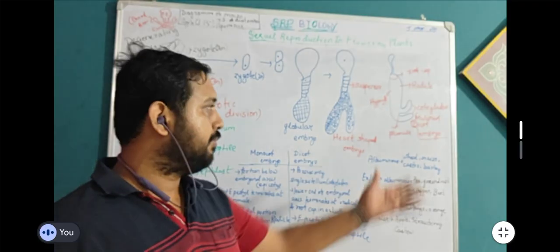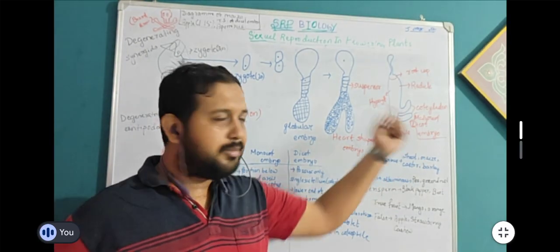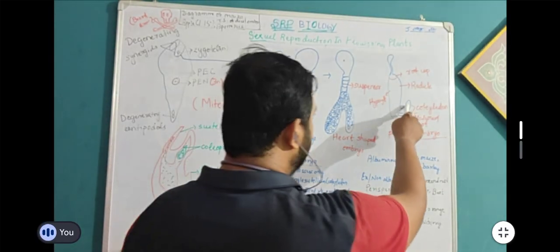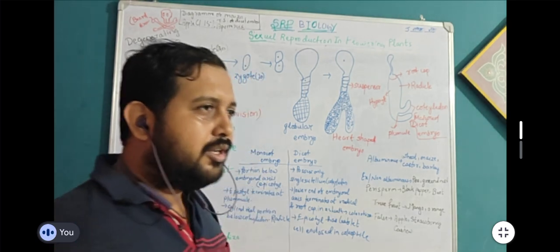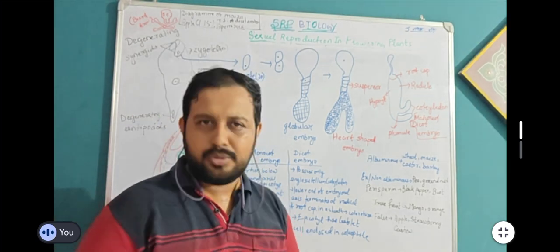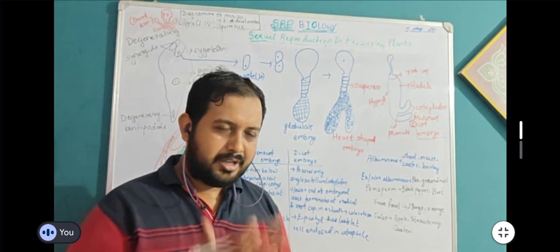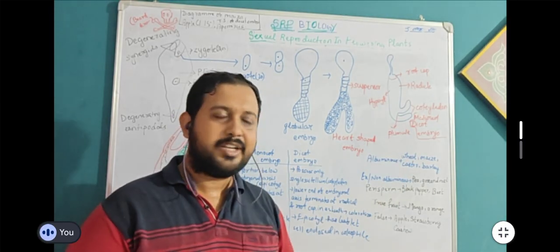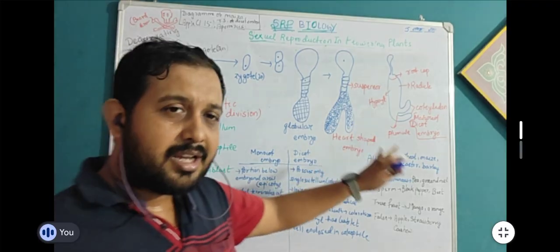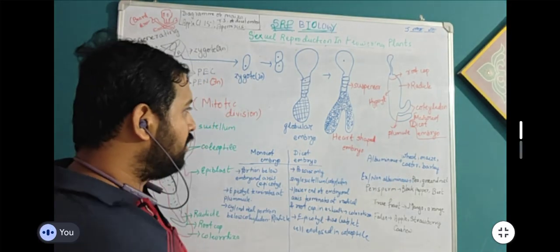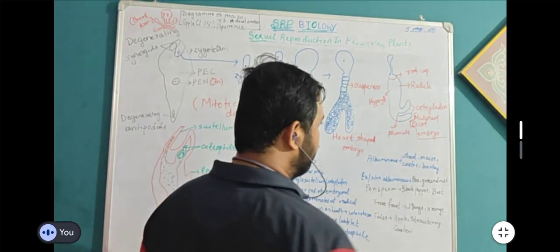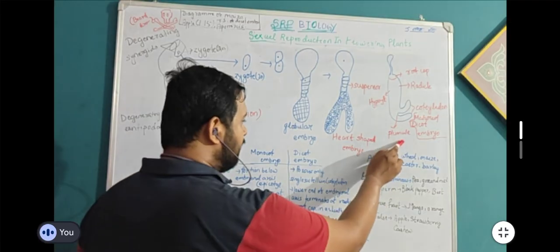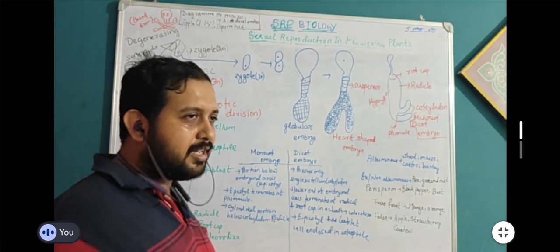matured dicot embryo. Why have I written dicot? Because you can see two cotyledons here, and dicotyledonous plants have two cotyledons. In a dicot, cotyledons make up the half portion of the seed, but earlier they are present in the embryo. Let us now discuss the structure of the dicot embryo. This is one diagram, and another diagram is also given in your book.